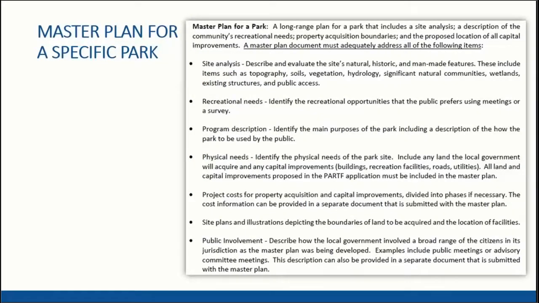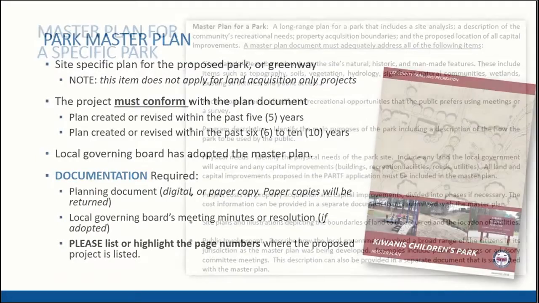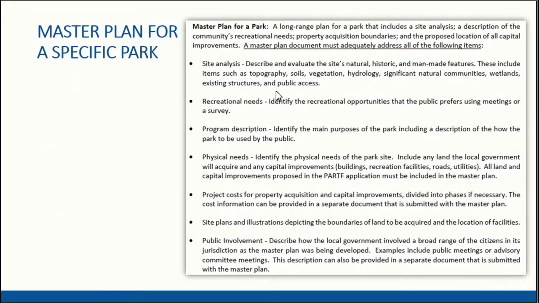So the master plan for a specific park. Here on the right-hand side is the definition from the application. It's a long-range plan for a park that includes site analysis, acquisition boundaries, all capital improvements. And this master plan has all these components to it. These are the things that we're looking for when we evaluate it. If any of these are missing, you will not get points for that master plan.